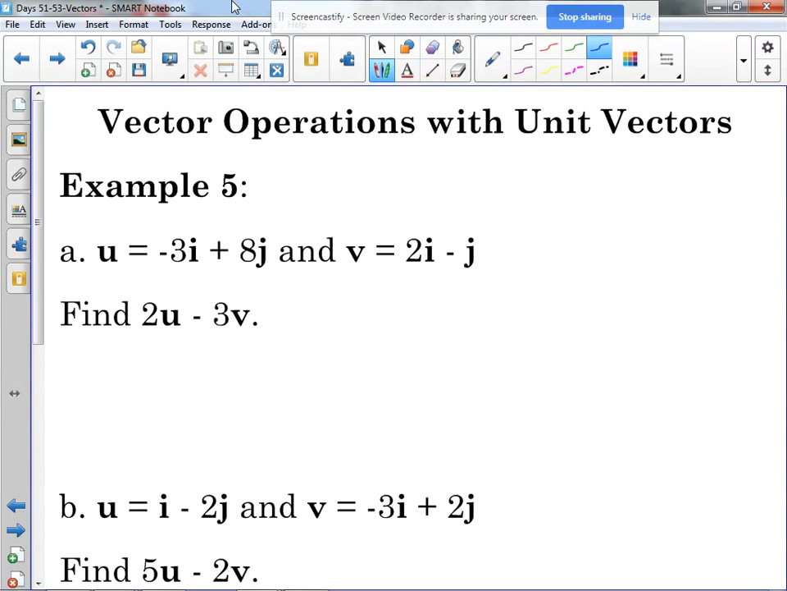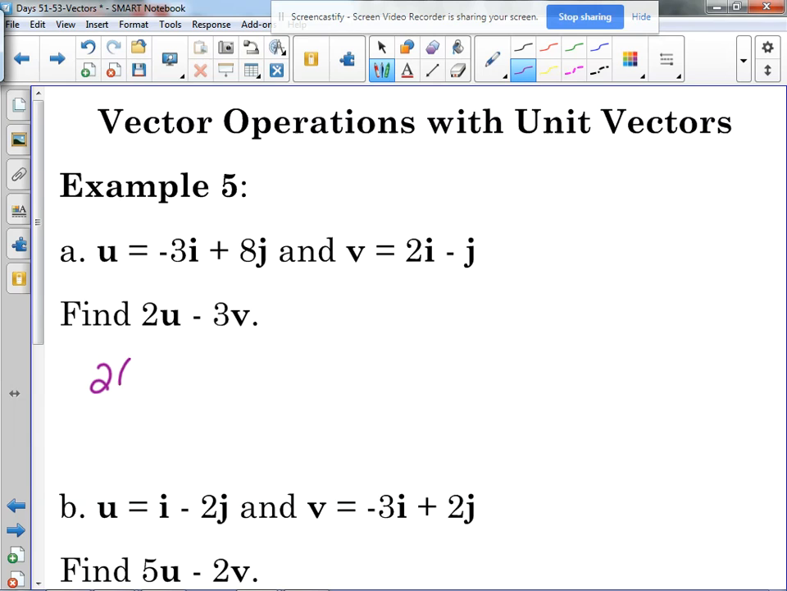All right, so example 5 here, we have u not in component form. We have it expressed in terms of the unit vectors i and j, and v is the same way. We need to find 2u minus 3v. Now, there are a couple of different ways that you can do it, but the easiest way is to just distribute and combine like terms. Okay, distribute and combine like terms.